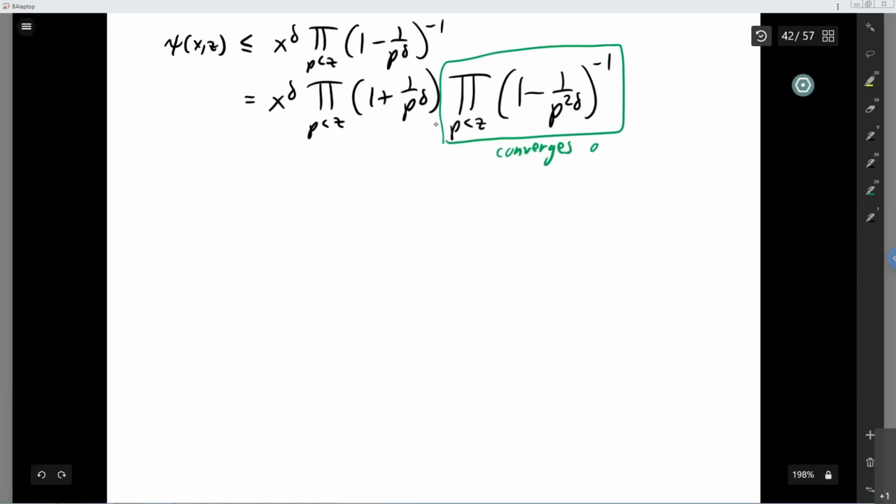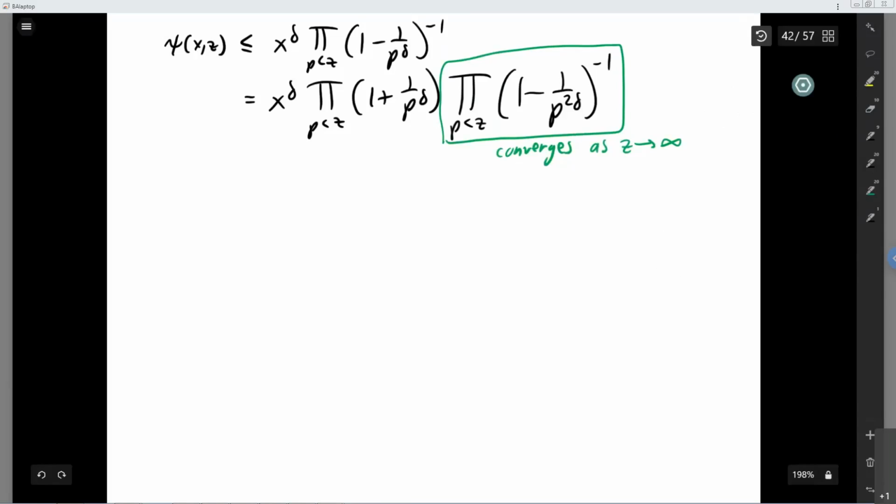This converges as z tends to infinity. The way that you would prove something like this is you would multiply it all back out, and you could bound it above by a p series where p is equal to 2. So that's just bounded above by some constant.